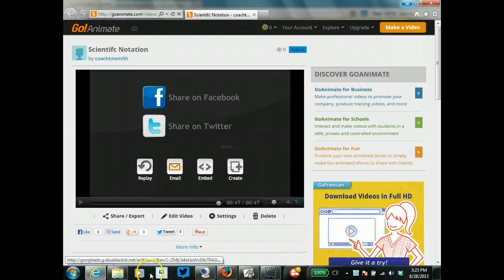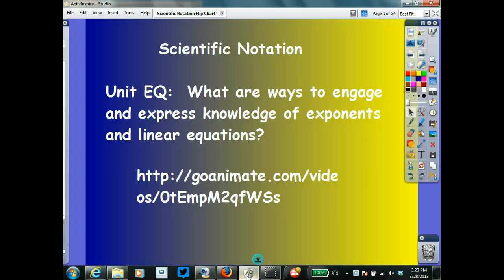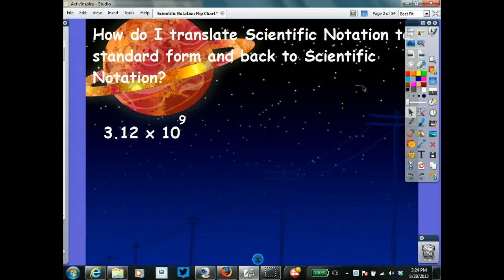So being able to take a number and make it smaller, whether it be 46 million or 3.2 trillion, or it could be something in the decimal like 0.0000004, and actually taking that and writing it much smaller. Well, let's actually get started on doing this.